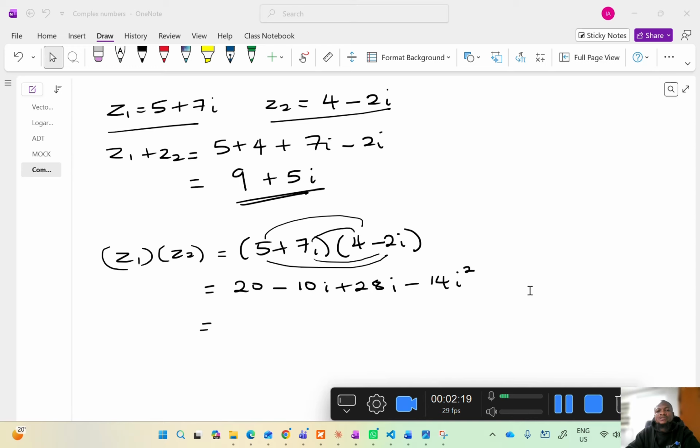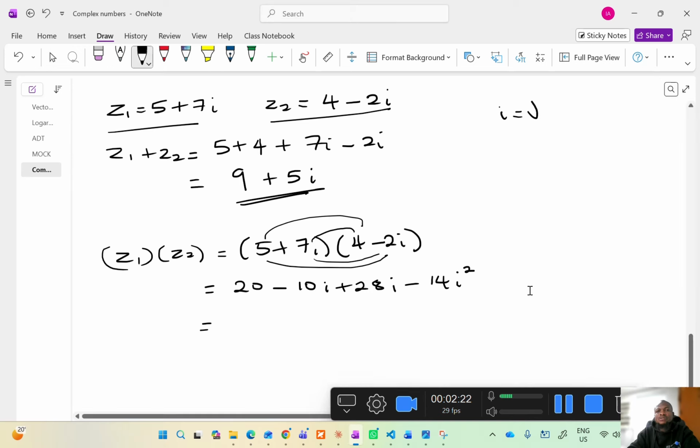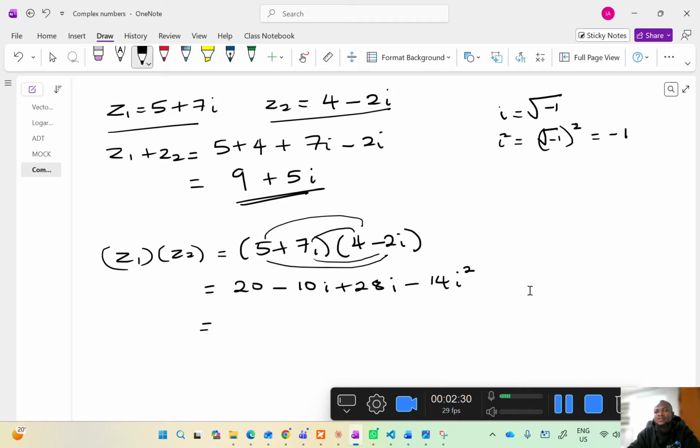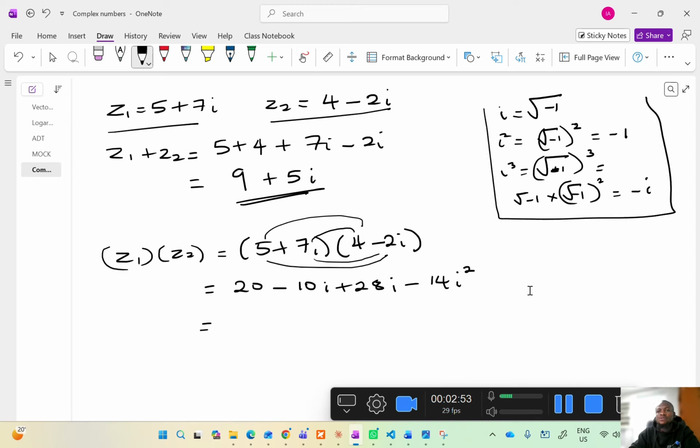Now don't forget this i squared. i is the square root of minus 1. That means i squared will be equal to the square root of minus 1 squared, which becomes minus 1. That means i cubed will be equal to i squared times i, which is minus i. So don't forget this whenever you are doing your expression. Always check when you have i to a power of more than 1.